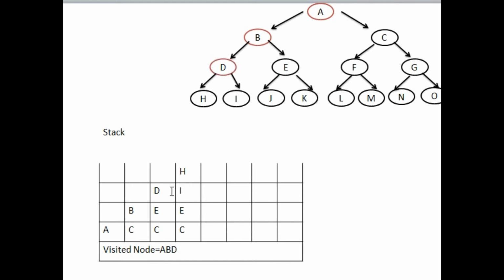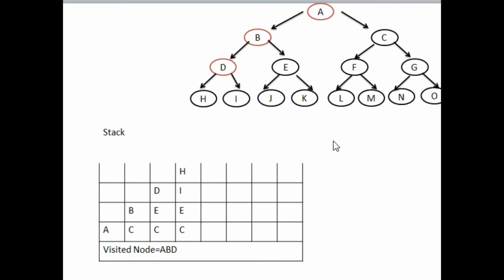Then I will traverse D, and the children of this node, H and I, I will push these two nodes into the stack. So look at the arrangement, how I am placing the children elements into the stack. First I push this node, and then I push this node after it. In the same way, first I put E, then I pushed D. In the same way I push the I node, then I push the H node.